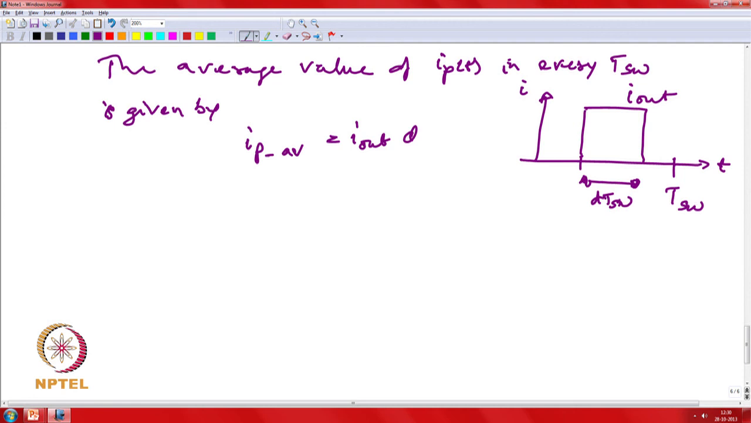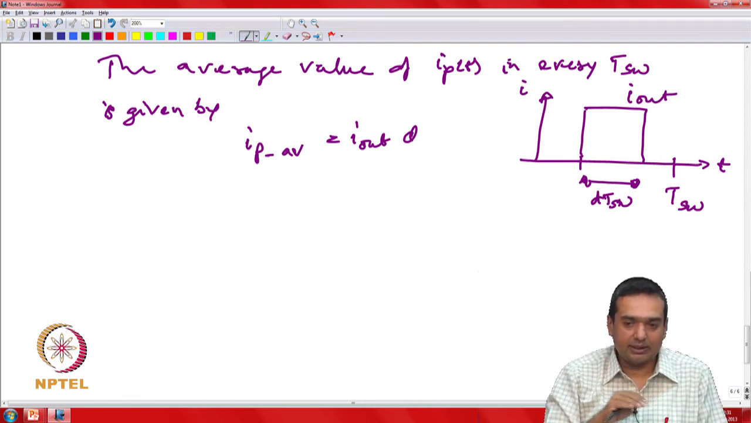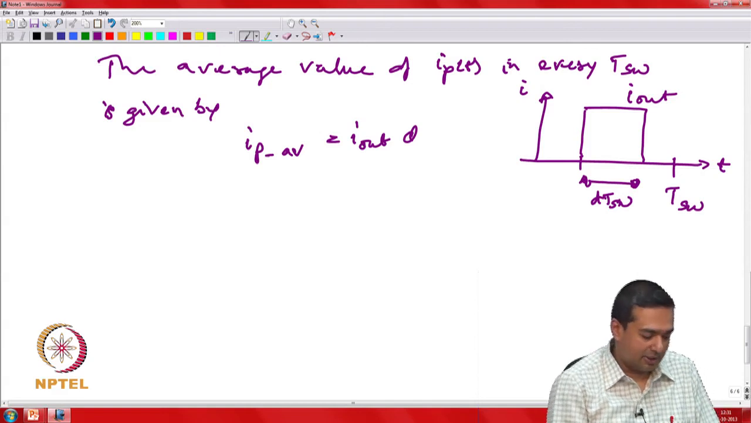Now, if you look at the IP average over the duration of TSW, and you look at it over multiple such cycles, you will see an average which has a 50 hertz buried in it, it has a 100 hertz buried in it, it has DC. So, it is not just a flat quantity, it is something which is changing slowly on a cycle by cycle basis. Okay.